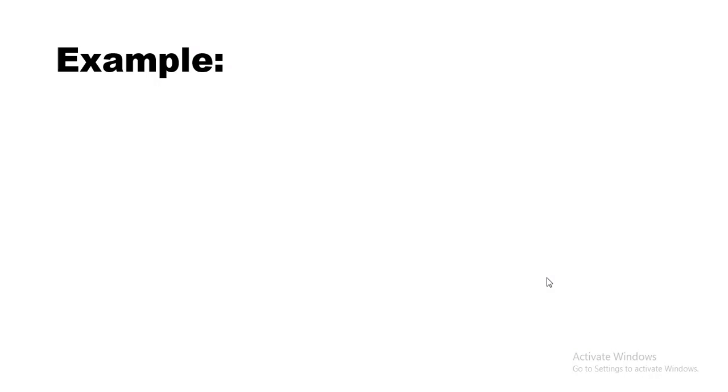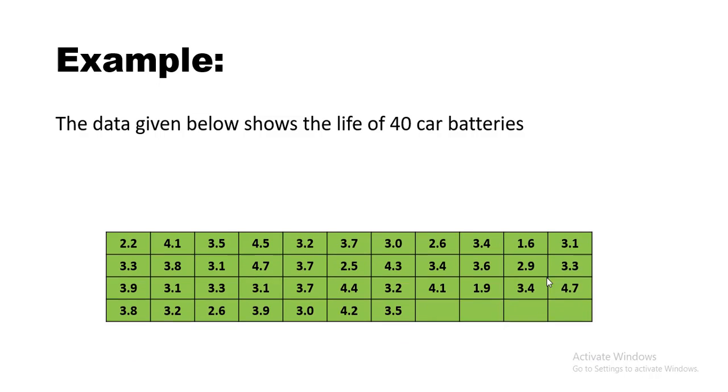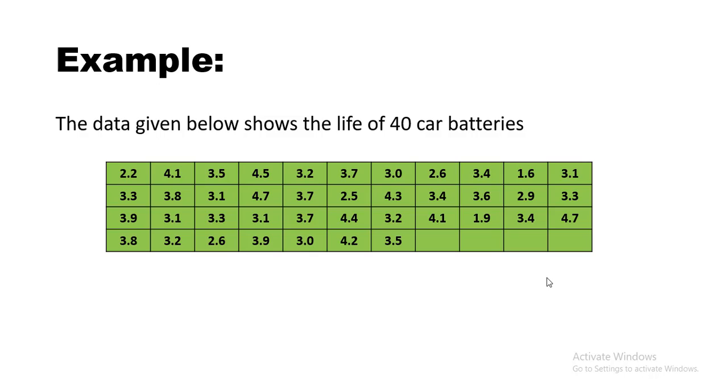Now we are moving on towards the next example. It says the data given below shows the life of 40 car batteries. So these are the life of 40 car batteries. Now as you can see out here that all the data is in continuous form, it's in decimal points. Alright, 2.2, 3.3, 3.9, 3.8, 4.1, 3.8, 3.1, 3.2 and so on. So these all values are decimal point values. So this type of data is called continuous data. Alright, and now we need to organize this data into group frequency distribution.